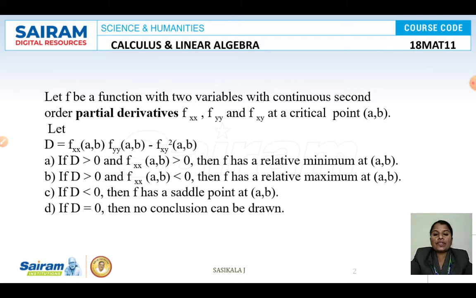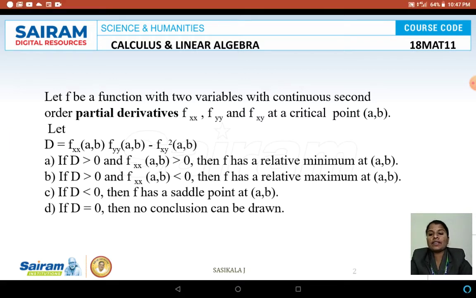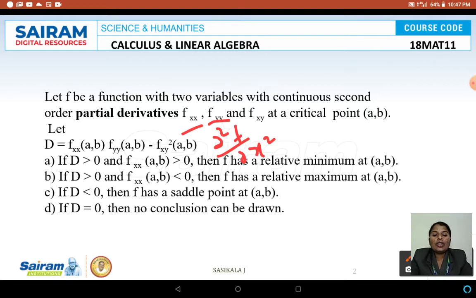f is a function of two variables with continuous second order partial derivatives. Then fxx. What is that fxx? fxx is nothing but ∂²f/∂x², and similarly fyy is nothing but ∂²f/∂y². fxy is nothing but ∂²f/∂x∂y.